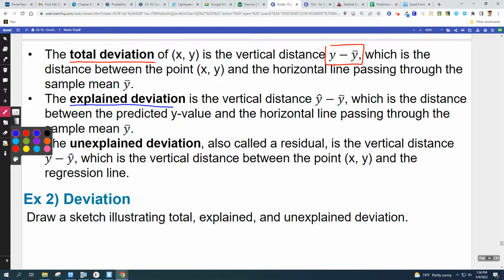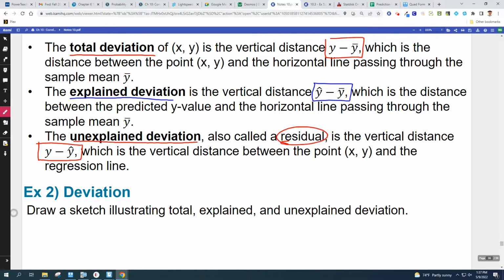Explained deviation is the vertical distance y hat minus y bar, which is the distance between the predicted y value and the horizontal line passing through the sample mean. And then unexplained deviation, also called a residual, is the vertical distance y minus y hat, which is the vertical distance between the point xy and the regression line. All right, I think that's really hard to understand, and so example 2 is going to help. It says draw a sketch illustrating these three things.